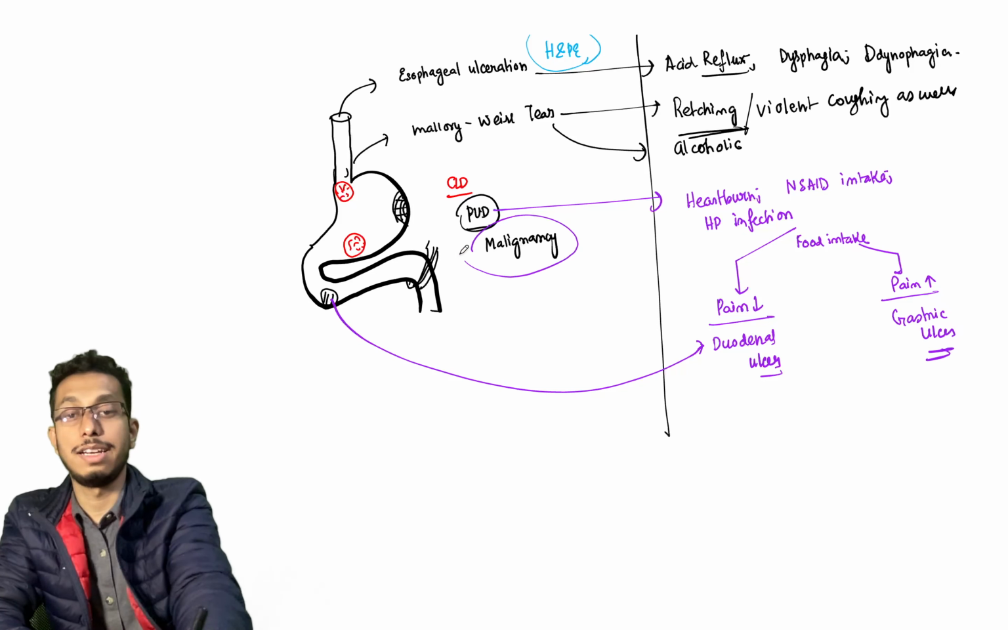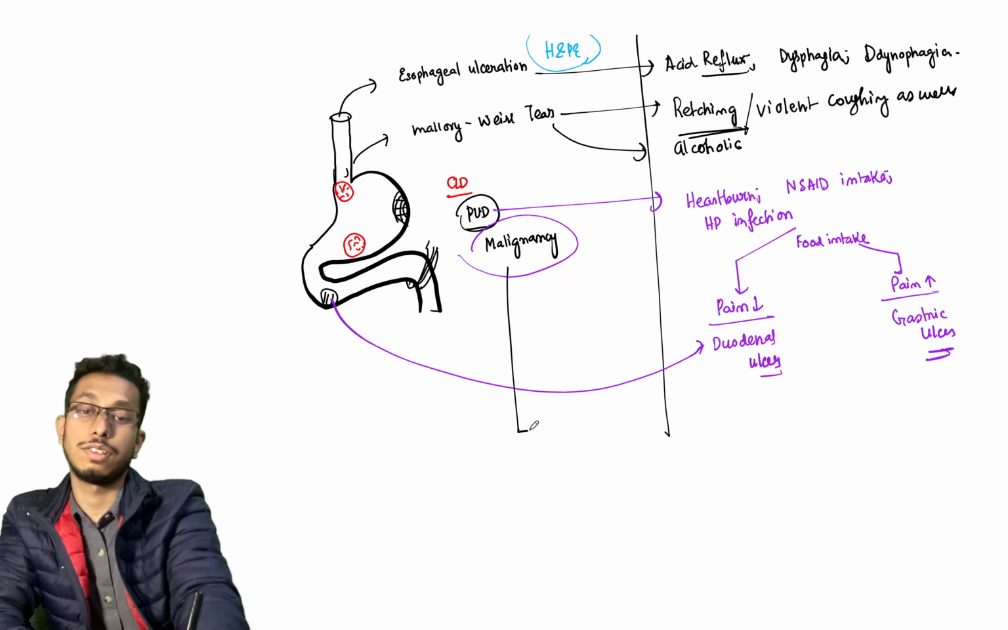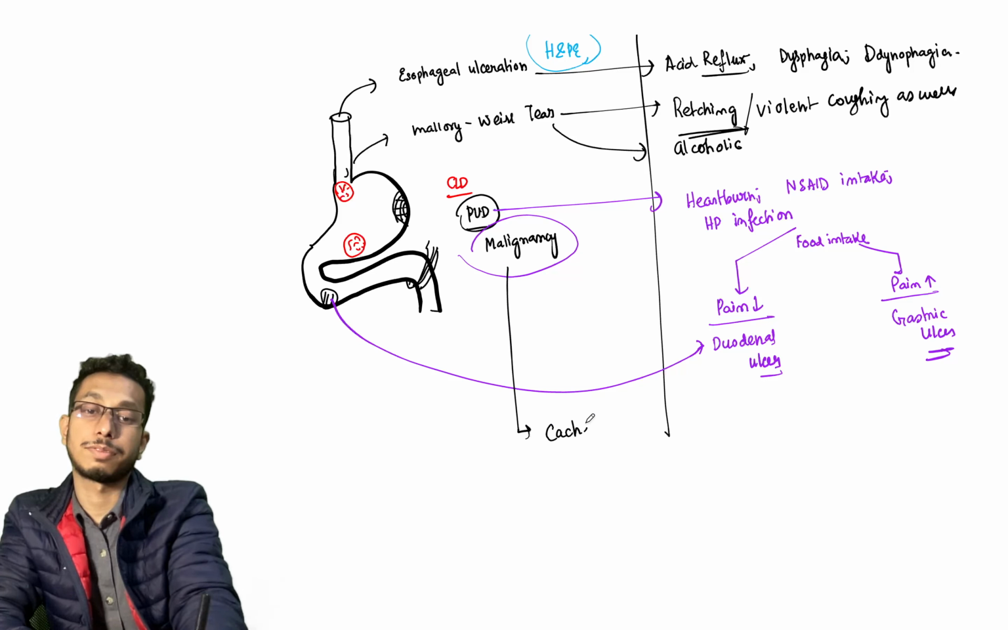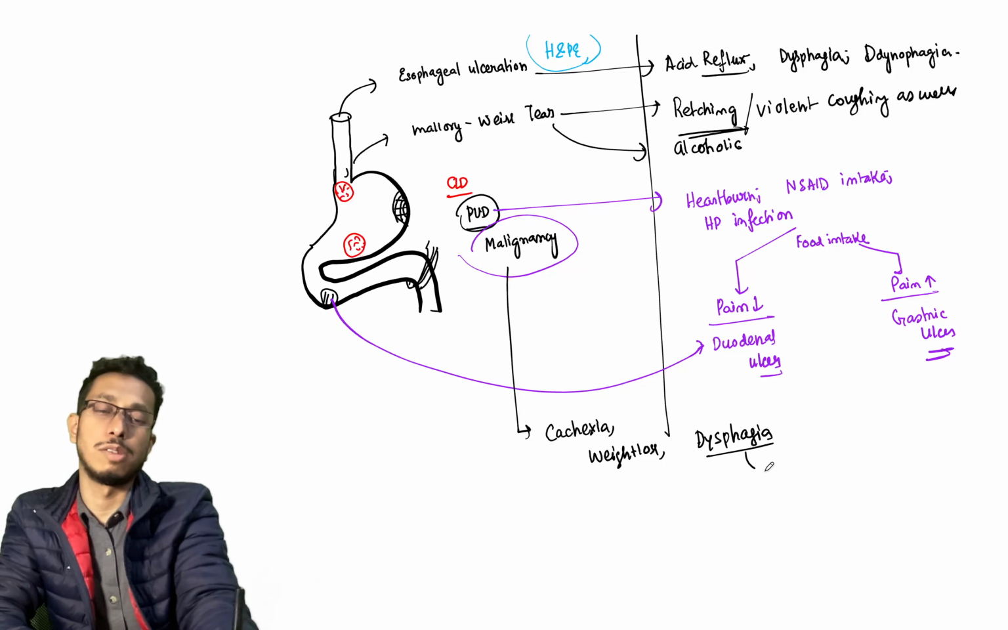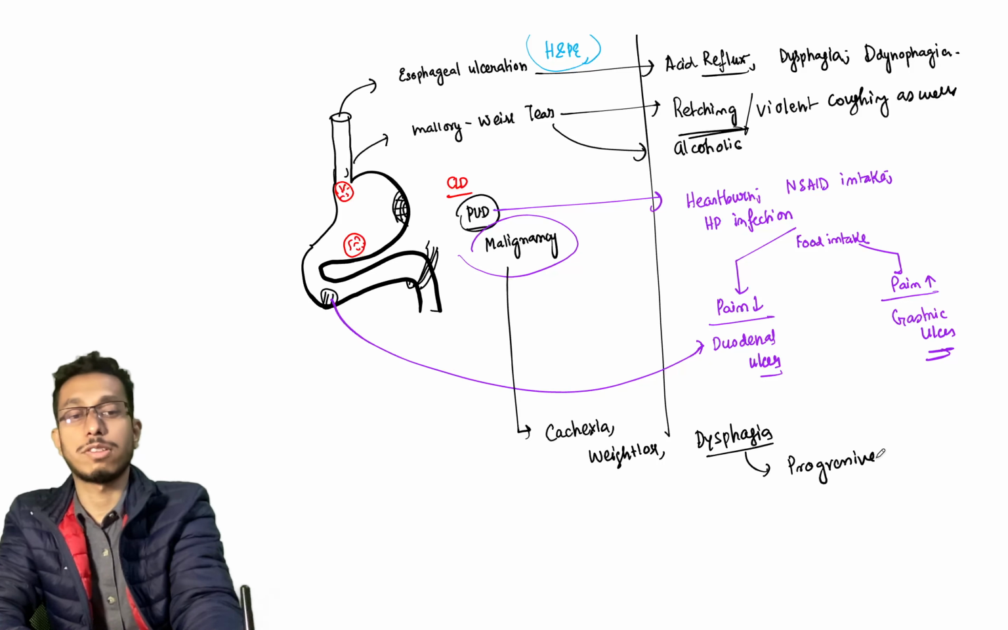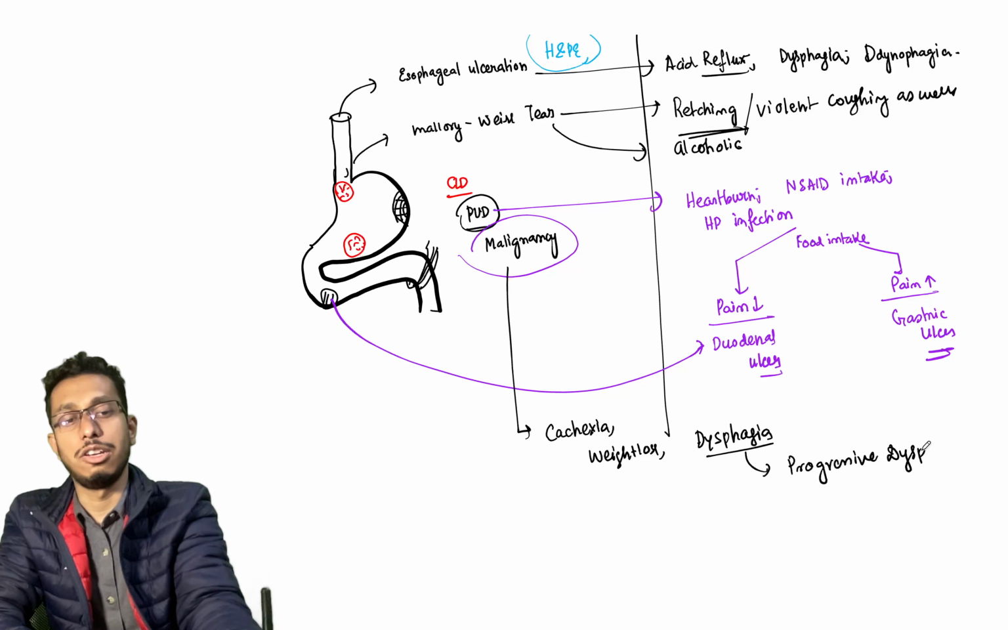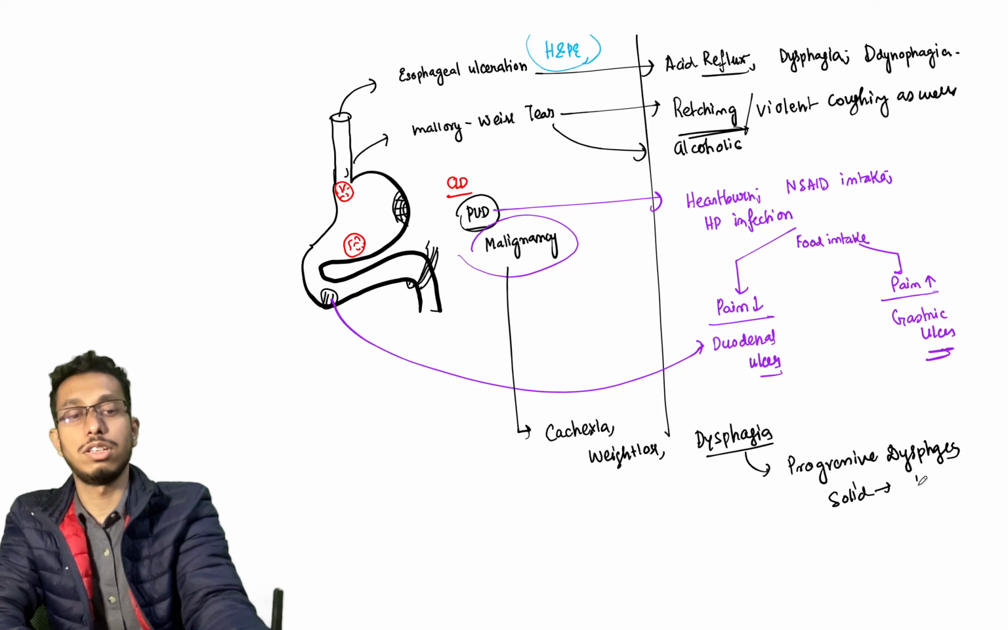Now regarding the malignancy part, a malignancy patient will present with cachexia, weight loss, and dysphagia. Dysphagia, that is difficulty in swallowing. In case of malignancy, it will be progressive dysphagia. That is the classical description. Progressive dysphagia, initially to solids, then to liquids. All right.